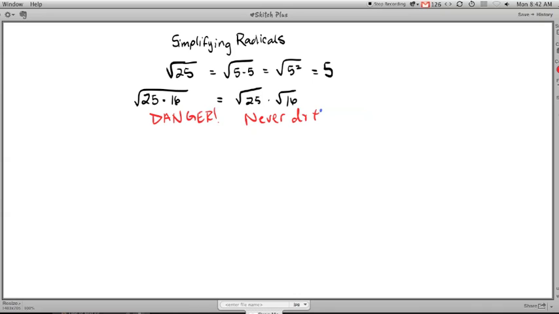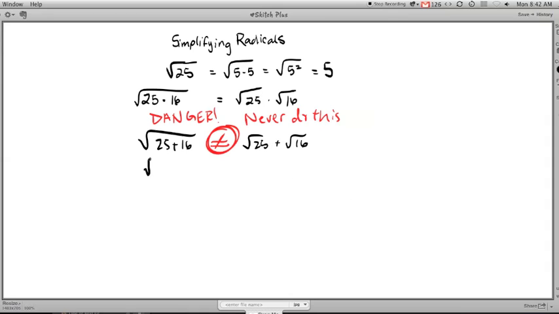Here's something to be very careful of. Don't ever think this is the same thing as multiplication. When you have two numbers and they're added together under a square root sign, you cannot say that's the same thing as the square root of each of those numbers added together. So the square root of 25 plus 16 is not ever the same as the square root of 25 plus the square root of 16.